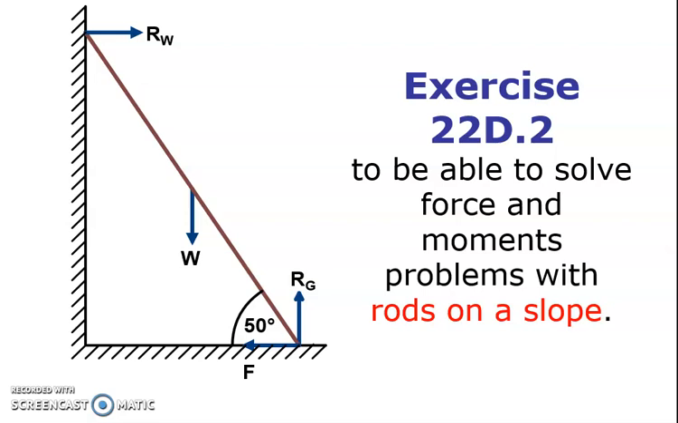Hi there, this is the second version then of the exercise 22D lesson video. We're going to extend what we did last time because we're now going to look at the hardest type of questions, which is this picture I've got here where you have a ladder leaning against a wall.